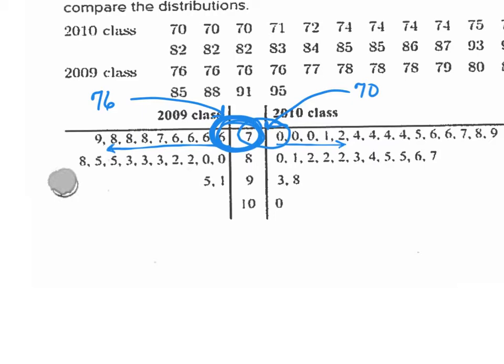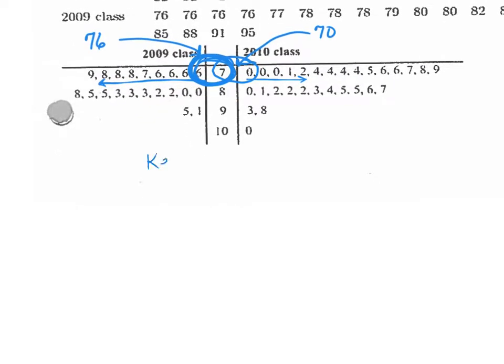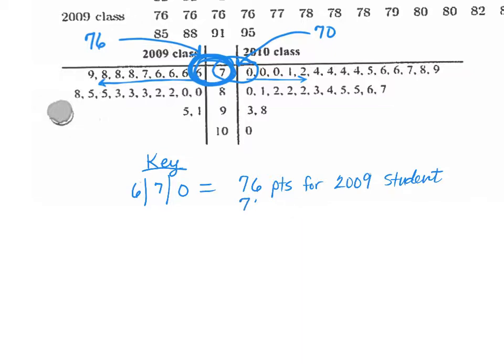All right, so let's make a key for this. Let's just demonstrate how you would do that. I'm going to pick that value. I'm going to go 6, 7, 0, and I'm going to put what that equals. So that equals 76 points for a 2009 student. Okay, and that also represents a what? 70. 70 points for a 2010 student. Okay, so that's how you would identify the key to this information so people know what it is representing.